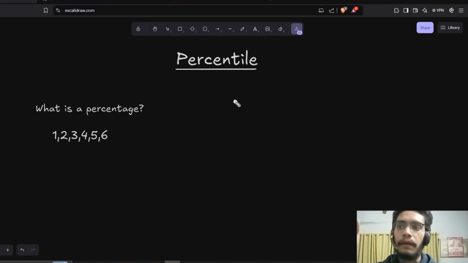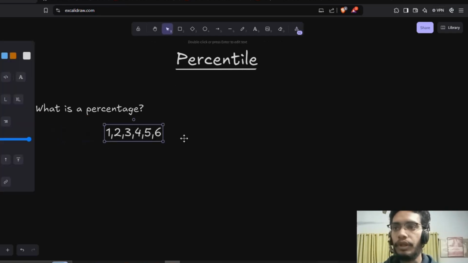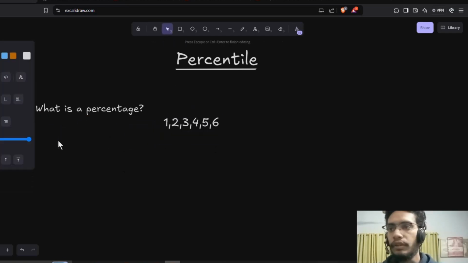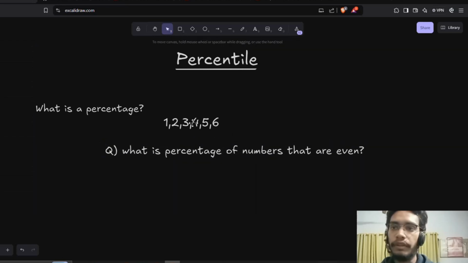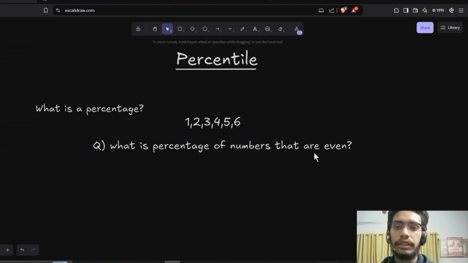So before understanding the percentile, we should know what is a percentage. Well, it is quite obvious. You all have been getting percentages in your school exams, like you got 99% in your kindergarten and maybe in matric. So what is a percentage? Let's say I have a data right here, 1, 2, 3, 4, 5, 6, right? And I have a question which says, what is the percentage of numbers that are even? I have to count the percentage of numbers that are even.